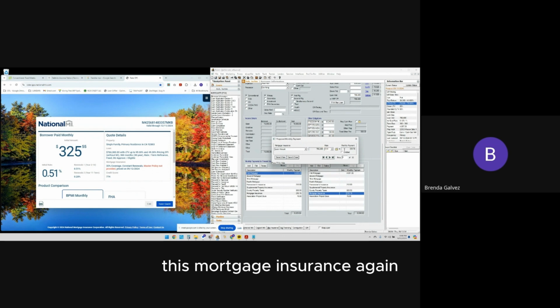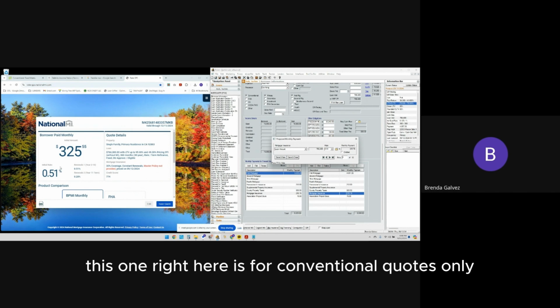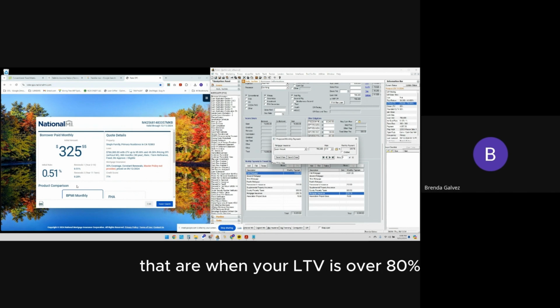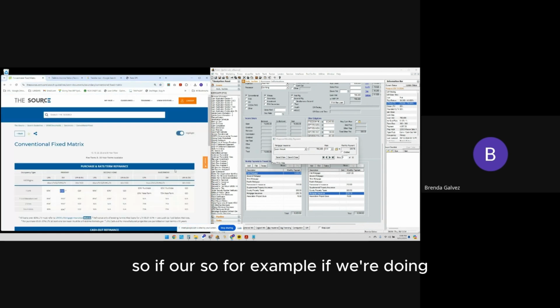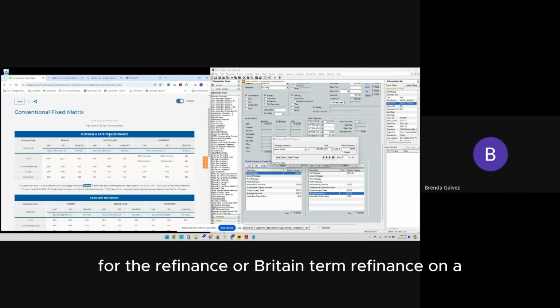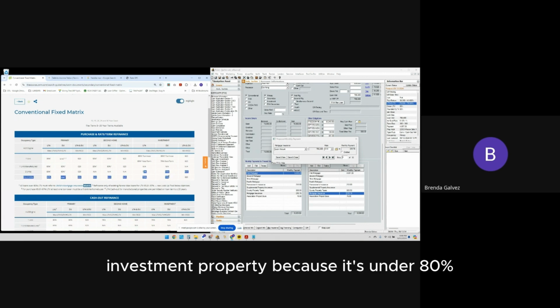Okay. This mortgage insurance, again, this one right here is for conventional quotes only, for when your LTV is over 80%. So the MI, we always have to put it in our refinances and our purchases. So for example, if we're doing a rate and term refinance on an investment property, because it's under 80%, we don't have to worry about including MI.